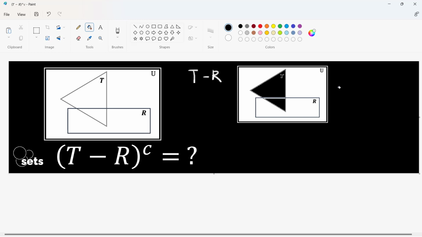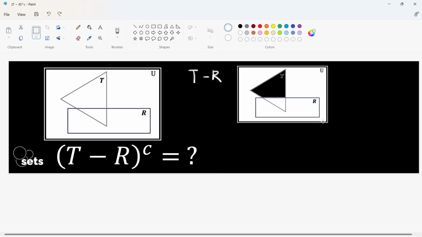Now, that is no case with disjoint sets because you cannot remove anything. But since sets T and R here are joint sets, they are overlapping, a portion of set T will be removed. And we're talking about this area here. So instead of the entire triangle being shaded, I'm going to remove this since it's part of R as well. So this now is the result for T minus R.